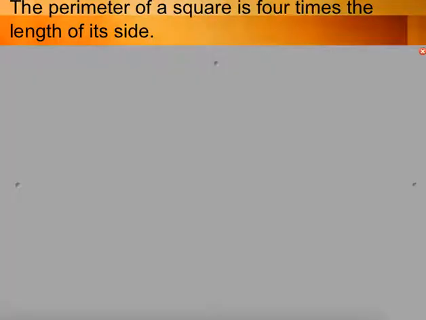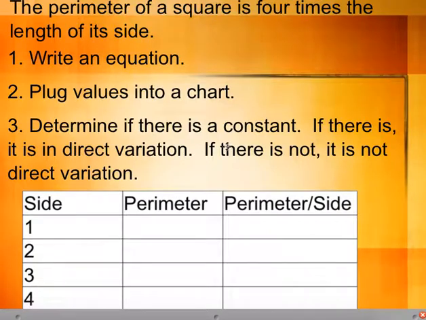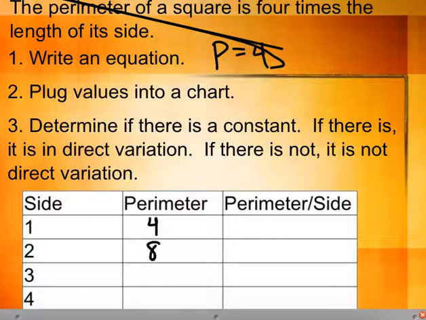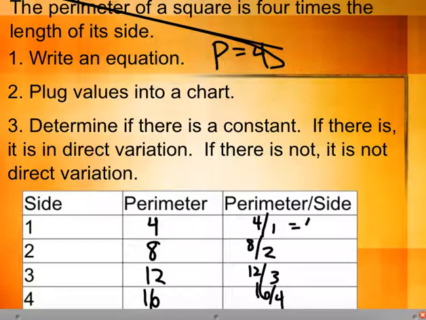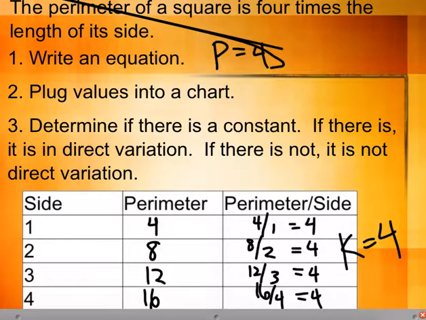And our last example from before, the perimeter of the square is 4 times the length of its side. Well, we said we can write an equation of perimeter equals 4s. So we get 4, 8, 12, and 16. I'm just multiplying by 4. So for our ratio, we have 4 divided by 1, 8 divided by 2, 12 divided by 3, and 16 divided by 4. All of these come out to be just 4. So we do have a constant. k is equal to 4. Our constant is 4, just like we thought before.